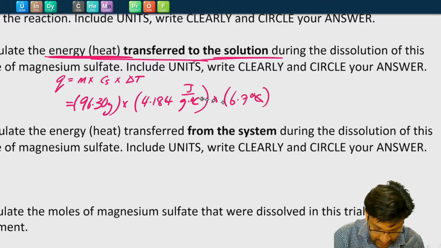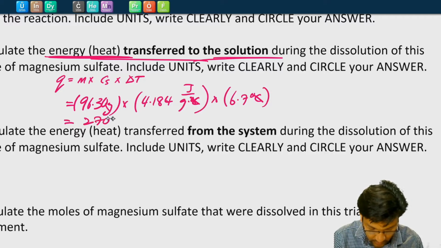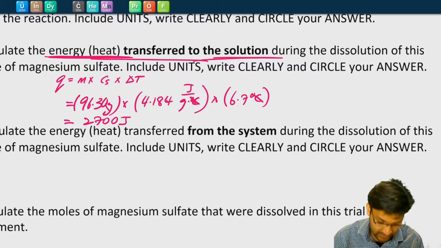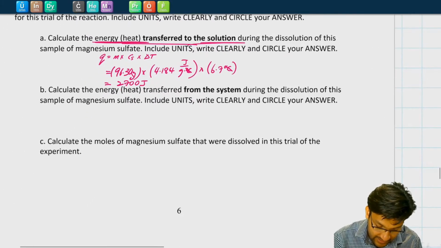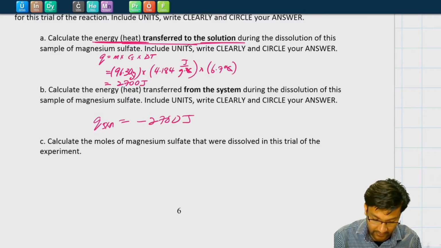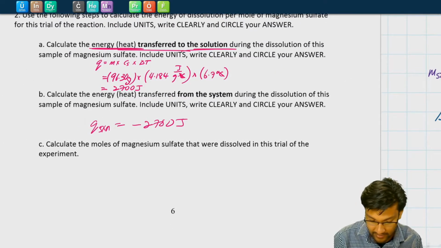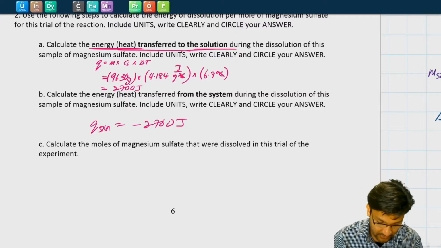If I plug all of these into my calculator, I should get 2,700 joules. This is my sample calculation. And so the heat energy transfer from the system, our system is the reaction, Rxn, is going to be negative 2,700 joules, right? This reaction is exothermic because the temperature of the solution increased.